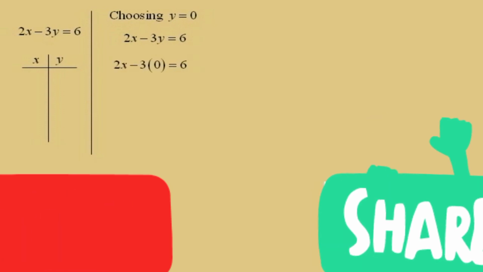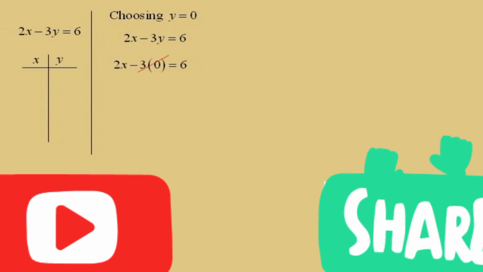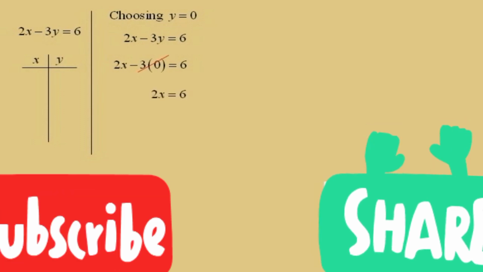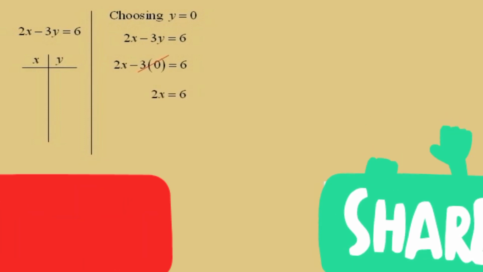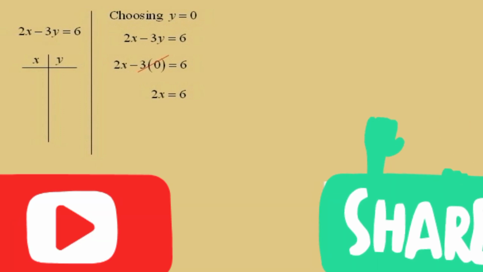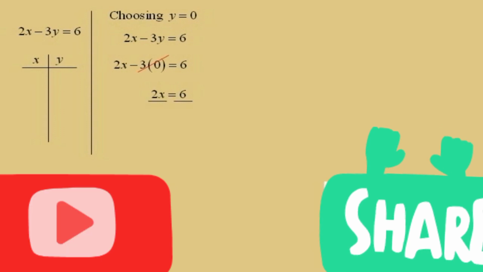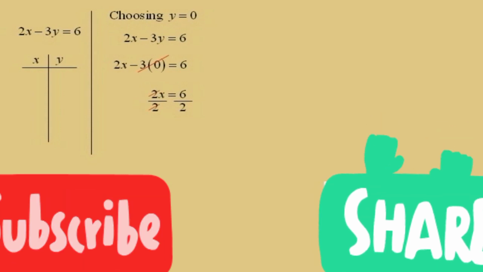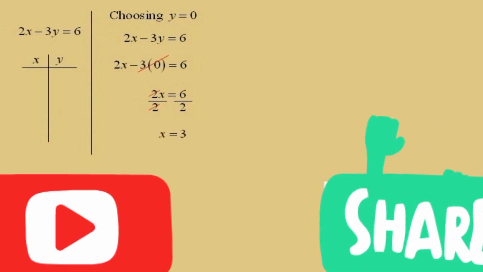So y equals 0, remember, 3 times 0 will cancel out, become a 0. Okay, bring down your work. That gives you 2x equals 6, right? Now to solve for x, Charlie, what do we need to do? Divide both sides by 2. So here we go. New line, divide by 2. 2's cancel. Okay, Charlie, what does that give us for x? X equals 3.